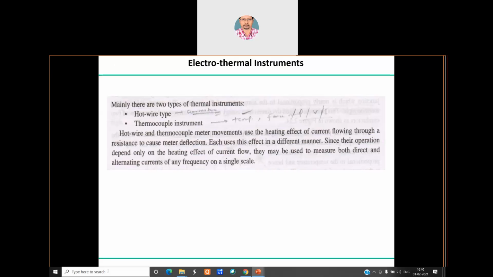Okay, since their operation depends on the heating effect of the current flow, they can measure both direct and alternating current of any frequency on a single scale. Remember, this is very, very important. So these kinds of instruments are highly suitable for measurement as far as AC or DC supplies are concerned, whether current or voltage, for any frequency. So it is free from frequency variation.